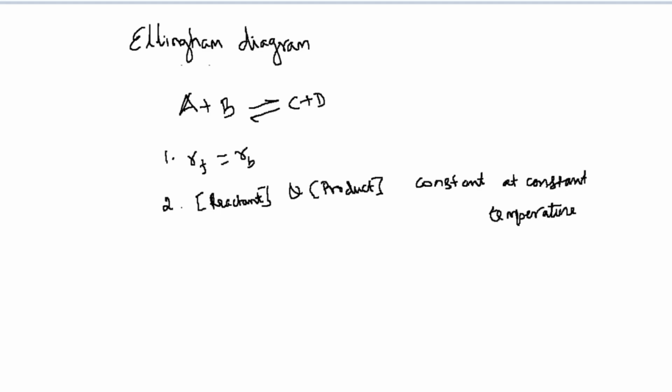So the temperature is also constant. At constant temperature, the concentrations of reactant and product remain constant. But if the temperature changes, the concentrations of reactant and product will change. So indirectly, the temperature should also be constant for an equilibrium reaction. So how do the concentrations of reactant and product change when temperature changes? In an equilibrium reaction, if the forward reaction is exothermic, then the backward reaction will be endothermic.